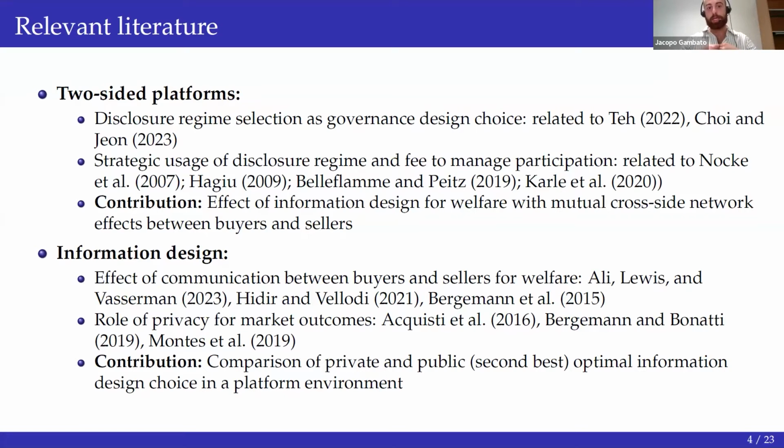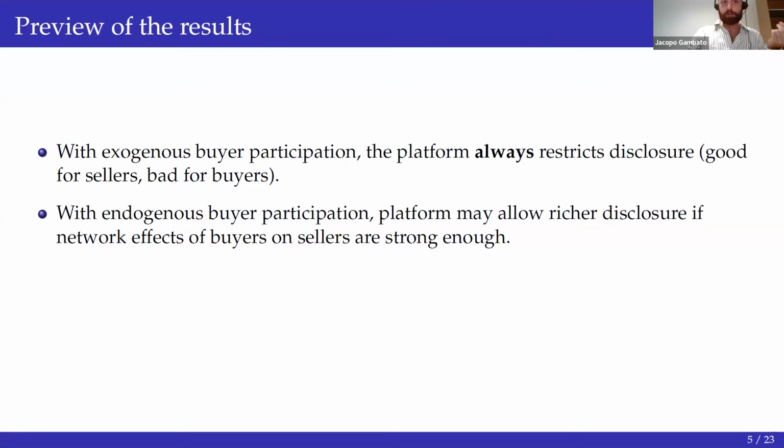In general, what we do here is we try to compare the private and public optimal information design choices, specifically in a platform environment, because of its importance in the digital economy at large, and because of how relevant some of these specific platforms can be or are in the digital economy. So as a quick preview of the results, what we show is that when buyer participation is exogenous, which is the closest way to get our framework to match the one of Ali, Lewis, and Wasserman, the platform always chooses to restrict disclosure because, since there is no need to attract consumers to the platform, it always aligns with the seller's interest rather than the buyer's.